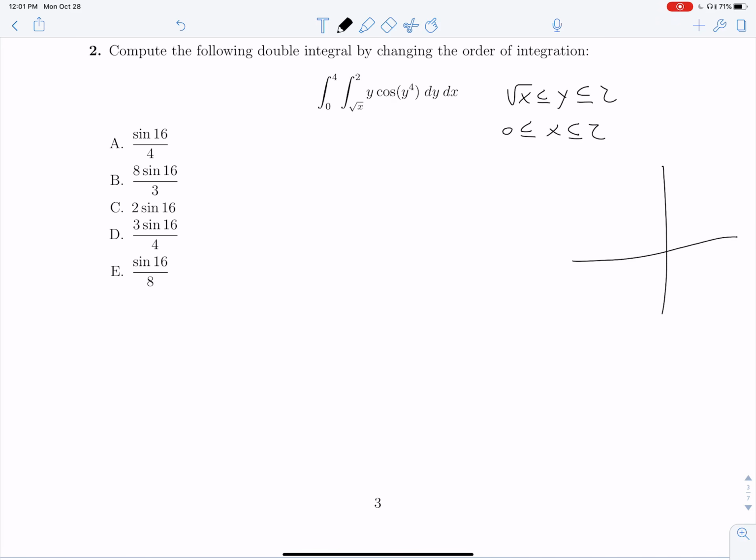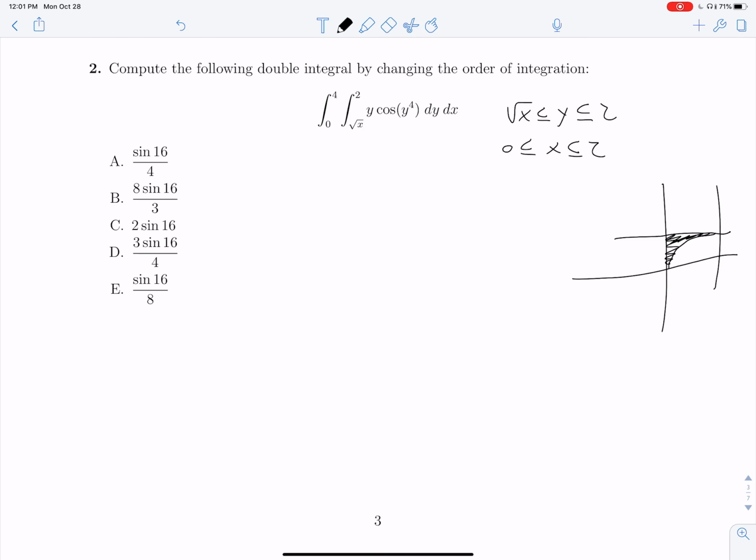And if we graph this, we're going to get root x and 2 as our bounds for y, and then x is between 0 and 2. So there's a little area. We've got to rearrange this. Integral dx dy. The integrand stays the same, so y cosine of y to the 4th is still there.